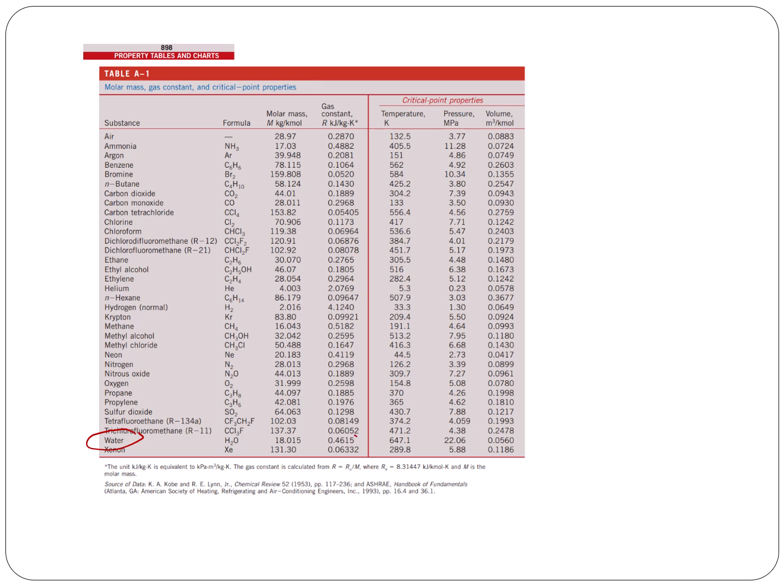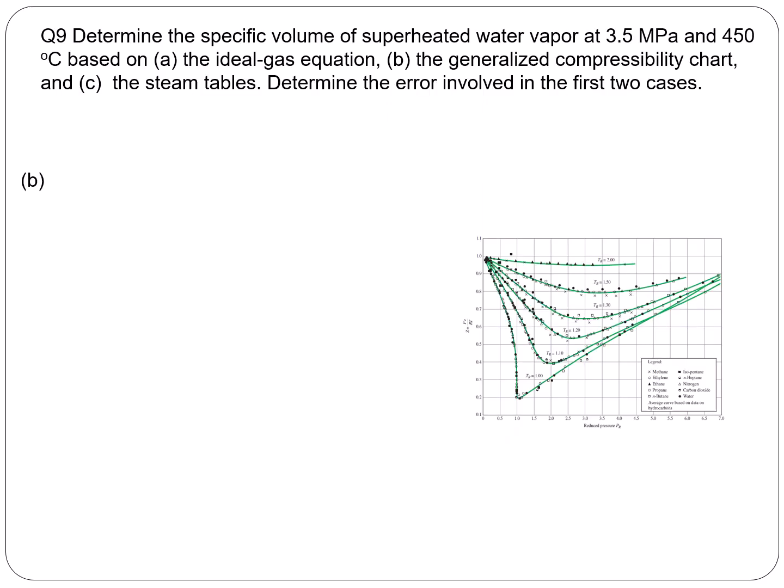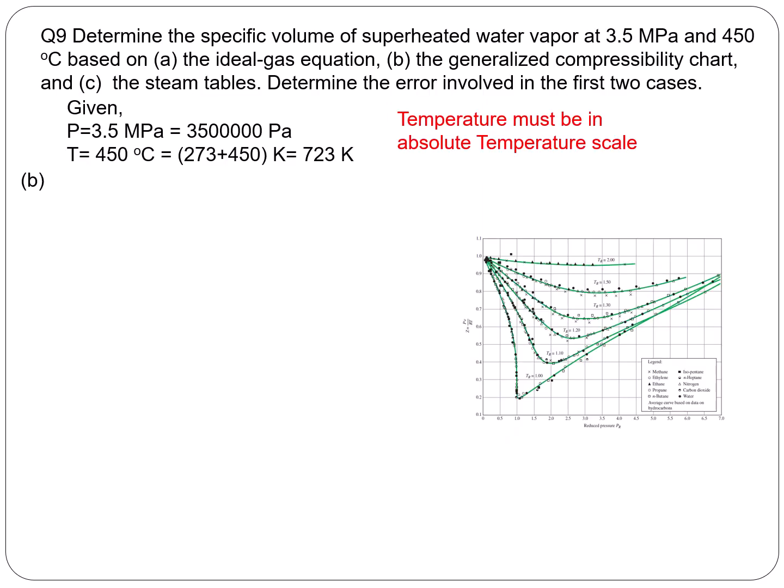For water, the gas constant is given here, and critical property pressure and temperature is given here in table A1. So we should know where these property values can be found. All right, so ready to go. Pressure given, temperature given. That's the equation we want to use.